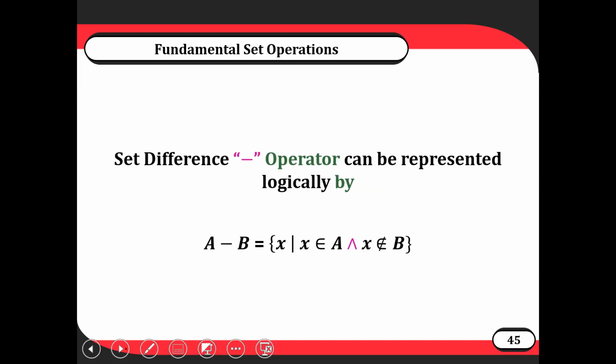All right. So again, we can represent this logically: the set difference between A and B is all the elements X such that X is a member of A and X is not a member of B. This is getting a little bit ahead of ourselves because this is going to be one of the set identities that we're going to see, but it's worth seeing here. You can express it using this set builder notation.